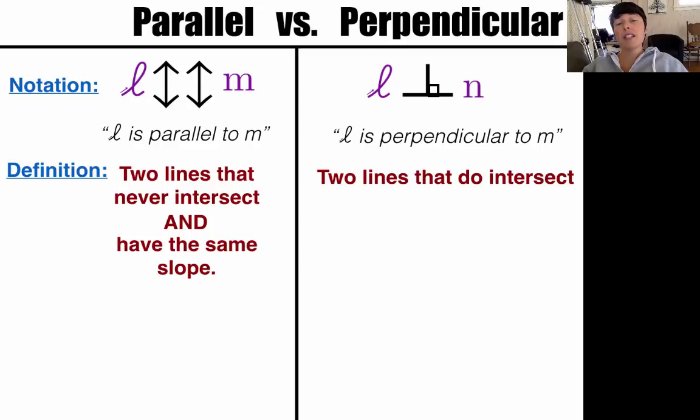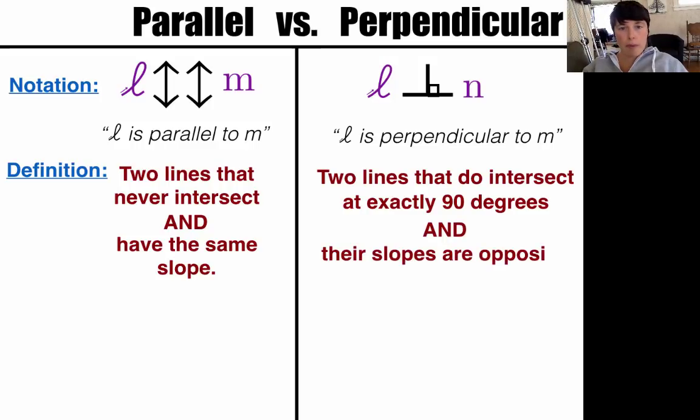Perpendicular lines are two lines that do intersect, but at exactly 90 degrees. That's so important because if they intersect at any other angle, then they're not perpendicular. And here's the interesting thing, their slopes are opposites, and we're going to get into that in a minute. Parallel lines have the same slope. Perpendicular lines have opposite slope.